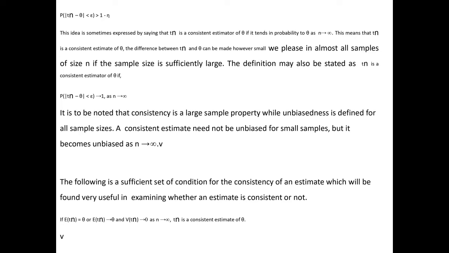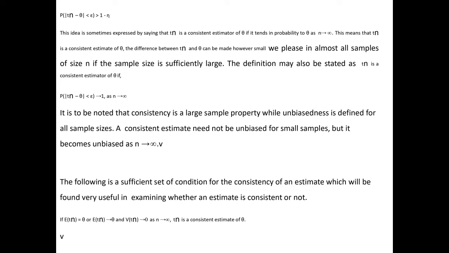The definition may also be stated as Tn is a consistent estimator of theta if probability of modulus of Tn minus theta less than epsilon tends to 1 as n tends to infinity. It is to be noted that consistency is a large sample property while unbiasedness is defined for all sample sizes. A consistent estimate need not be unbiased for small samples, but it becomes unbiased as n tends to infinity.